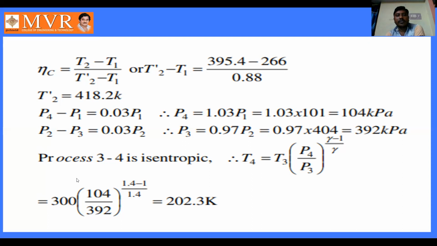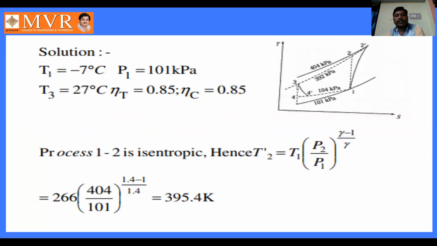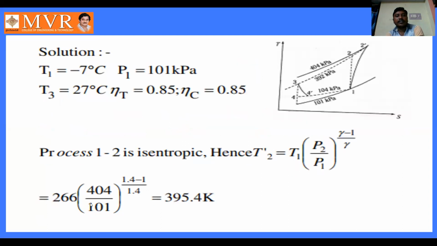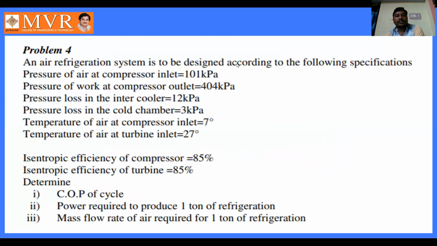Now we are going to take process 3 to 4 dash as isentropic. Hence we know the general equation that T4 by T3 is equal to P4 by P3 whole power gamma minus 1 by gamma. Hence we are substituting T3 as 300 Kelvin. We already know that here it is 300 Kelvin.